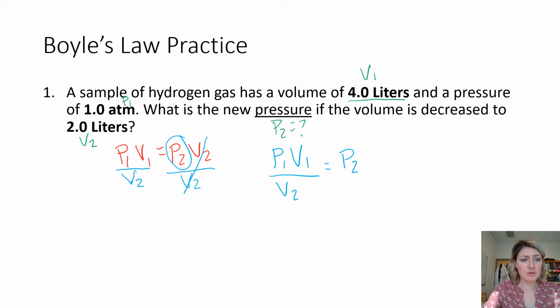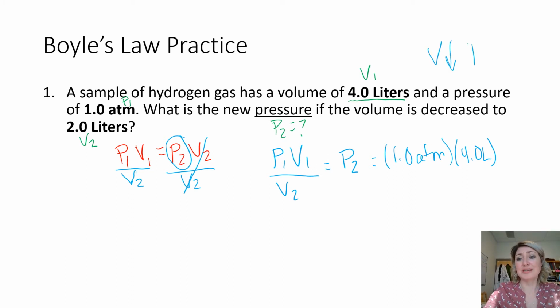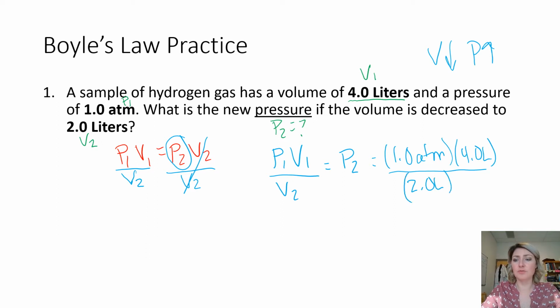P1 I've labeled as 1.0 atmospheres times V1, which I've labeled as 4.0 liters. I'm told the volume decreases, which means, since these are inversely proportional, my pressure should increase. So I would expect my pressure to be higher than 1 atmosphere. I'm just predicting right now what I think is going to happen. We'll see if it works out that way. I'm going to divide this by 2.0 liters. That is my new volume, or my final volume.